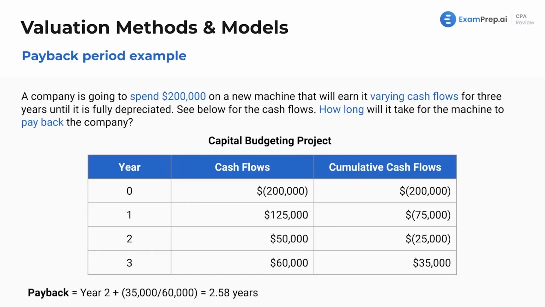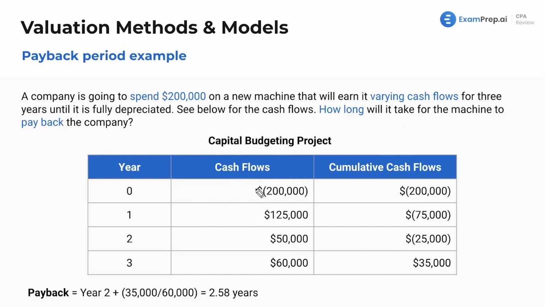Now we have an example using our wonderful payback period. Again, if this said discounted payback period, right after year 0, we would start to factor these. But the company's going to spend $200,000 on a new machine. It will earn varying cash flows for 3 years until it's fully depreciated. See below for the cash flows. How long will it take for the machine to pay back the company?